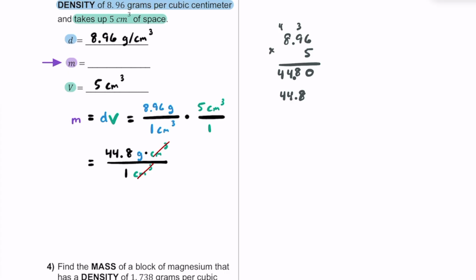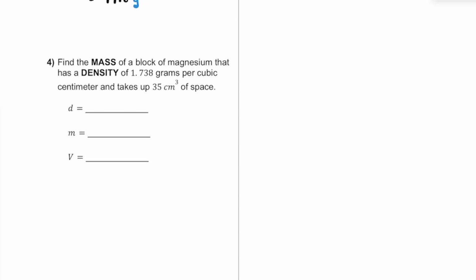And we also can say here that we could simplify this and say this is going to be 44 and 8 tenths. And we're just going to write grams here, just because if you divide by 1, you can simplify that and just say it's going to be whatever the numerator is. So the mass in this particular problem for this block of copper is going to be 44 and 8 tenths, and it's just going to be measured in grams, which makes sense because mass is generally going to be measured in grams. All right, let's go ahead and try another example that's very similar.